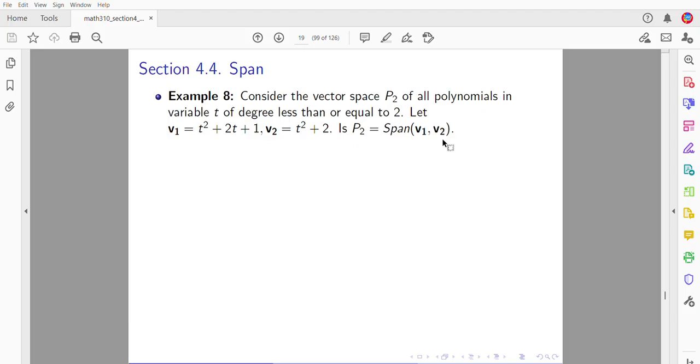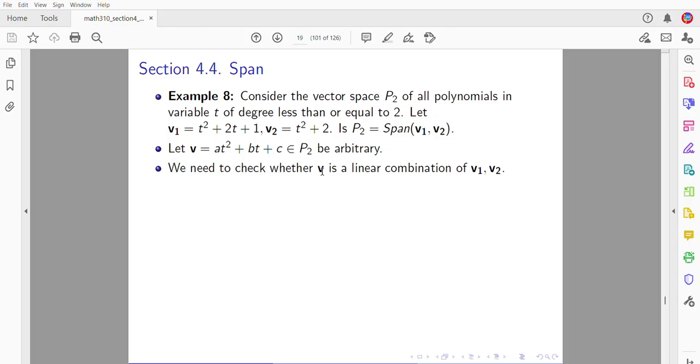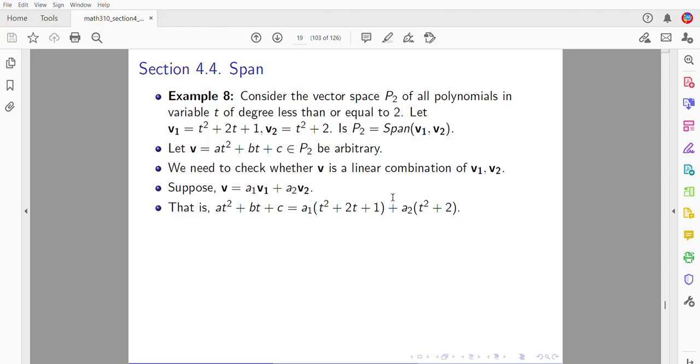Let's check. Suppose v is any arbitrary polynomial from P2, that is a t squared plus b t plus c. We need to check whether v is a linear combination of v1 and v2. Suppose v is a linear combination of v1 and v2. That is, a t squared plus bt plus c is a1 times (t squared plus 2t plus 1), that's v1, plus a2 times (t squared plus 2), that's v2.